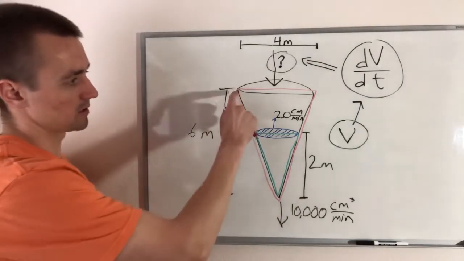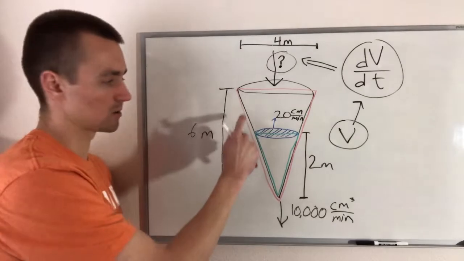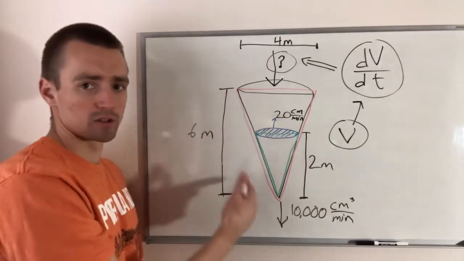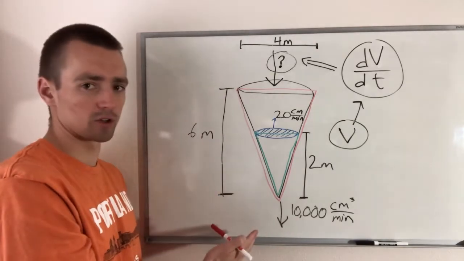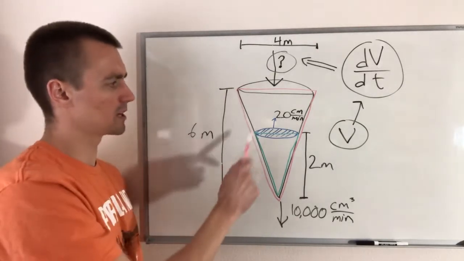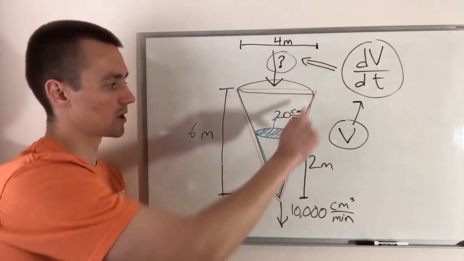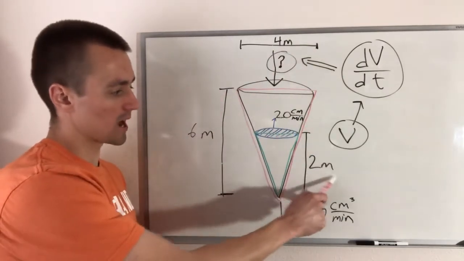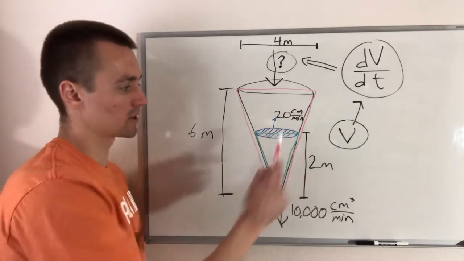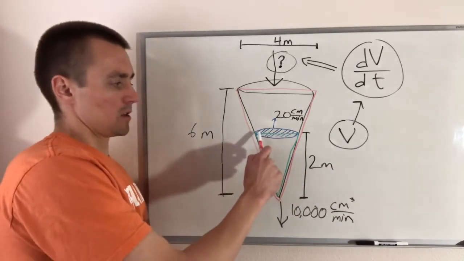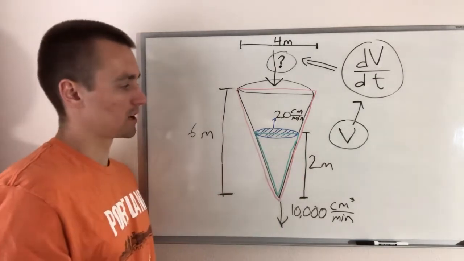Because we know that this red triangle, which is the large cone, and this green triangle, which is the small cone, have the same angles, they're going to be similar triangles. Therefore, we can use the information we have about the diameter and the height of the large triangle, along with the height of the small triangle, to figure out the diameter of that. So we do know information about the diameter, which we can use to find the radius.